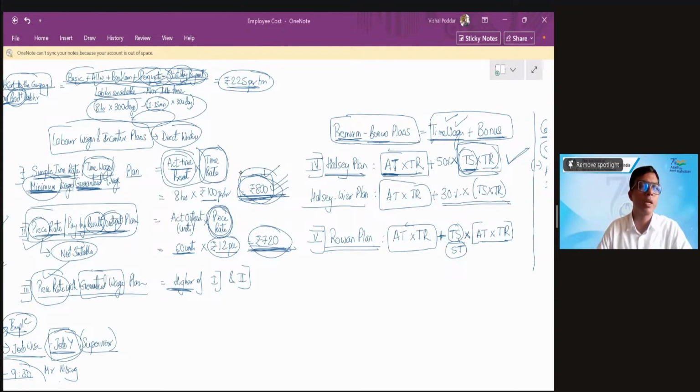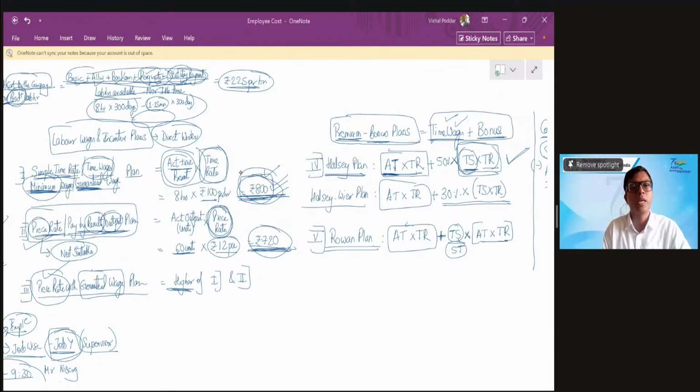Piece rate, Rajveer beta, means rate per unit. So if you are making 20 units, I will make payment for 20 units because my wage rate is fixed, let us say, at rupees 12 per piece. So if you are making 20 pieces, I'll multiply it by 12 rupees. So piece rate is where my wages are fixed per unit of output. Time rate is where my wages are fixed per hour. That is the difference between time rate and piece rate.